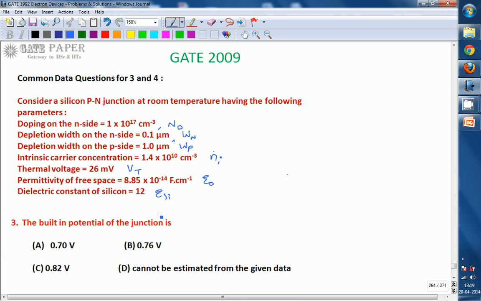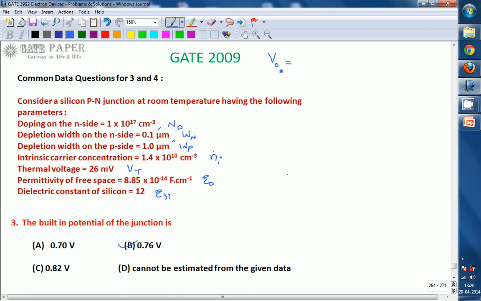The first question is: the built-in potential of the junction is A, 0.7 volts; B, 0.76 volts; C, 0.82 volts; D, cannot be estimated from the given data. The right answer for this question is B, 0.76 volts.